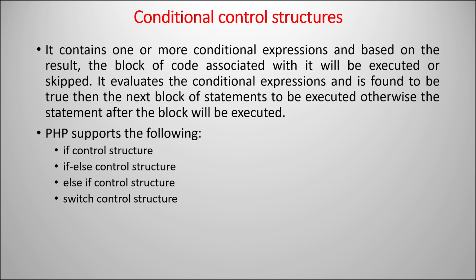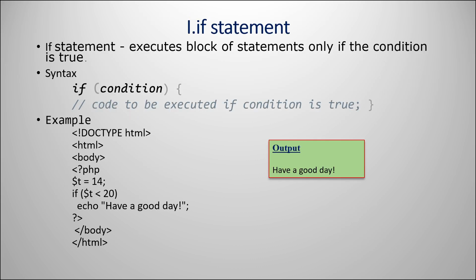Conditional control structures. This structure contains one or more conditional expressions. Based on the result, the code associated with it will be executed or skipped. If it evaluates the conditional expression and it is found to be true, then the next block of statements is executed. Otherwise, the statement after the block will be executed. PHP supports the following control structures: if control structure, if else control structure, else if control structure, switch control structure.